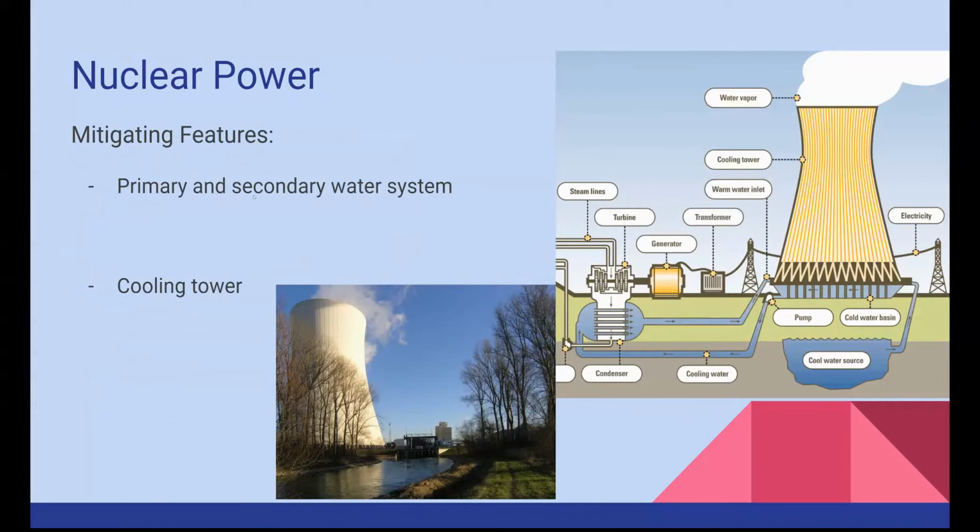The mitigating features that we use in nuclear power basically come down to two. That's the primary and secondary water system and the cooling tower. Now, the primary and secondary water system is what's referring to this right here. And I'm not going to explain all of it, but I'll try.